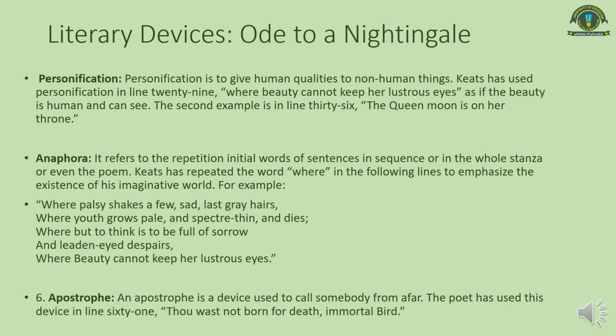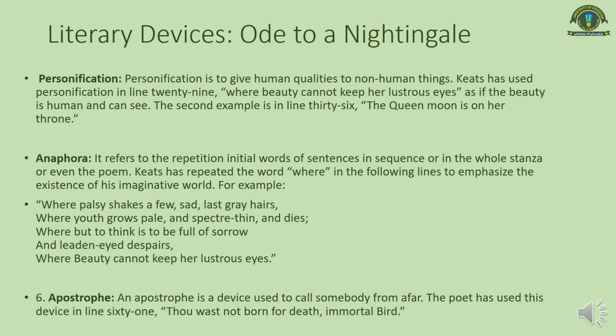So in linguistics, we use anaphora as referring back to some particular subject which we talked about. It refers to the repetition of initial words of a sentence in sequence, or in the whole stanza, or even in the poem. Keats has repeated the word "where" in the following lines to emphasize the existence of his imaginative world. For example, now when he talks about his own world, he says that I belong to a world.